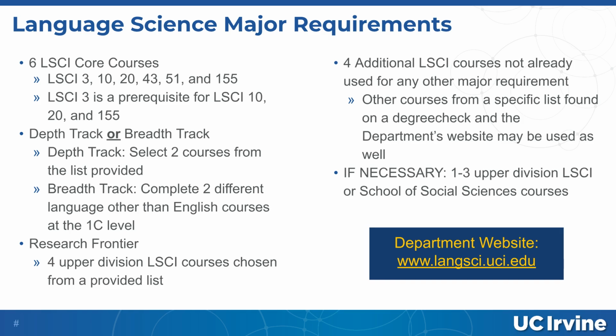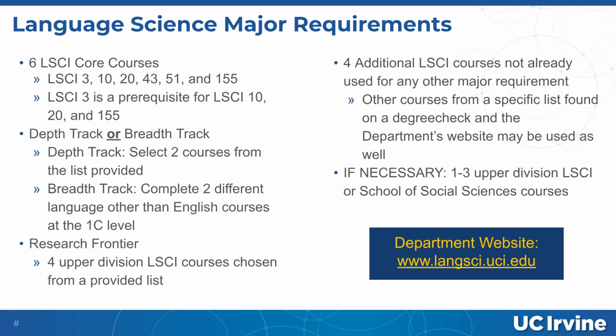The final requirement for this major consists of any 4 LSI courses not previously used towards another major requirement. This includes both lower division and upper division LSI courses. There are some courses offered under other departments that can be used towards this requirement. The list of approved courses can be found on the Language Science Degree Check and on the Language Science Department's website. There are 2 important points to highlight regarding this major.